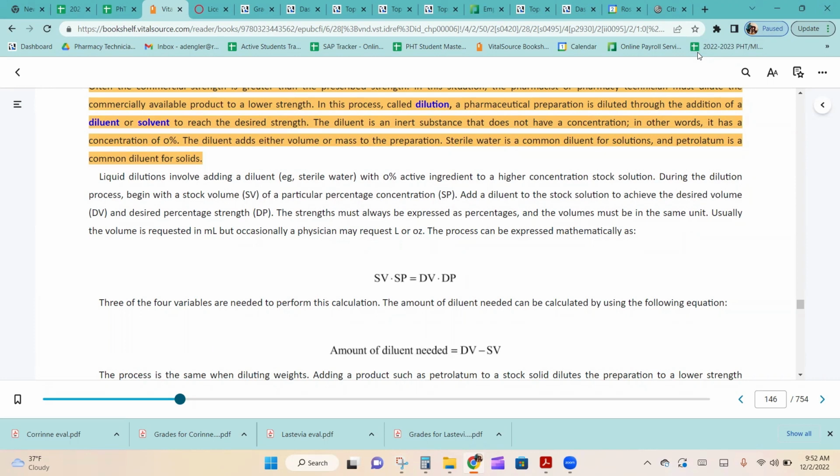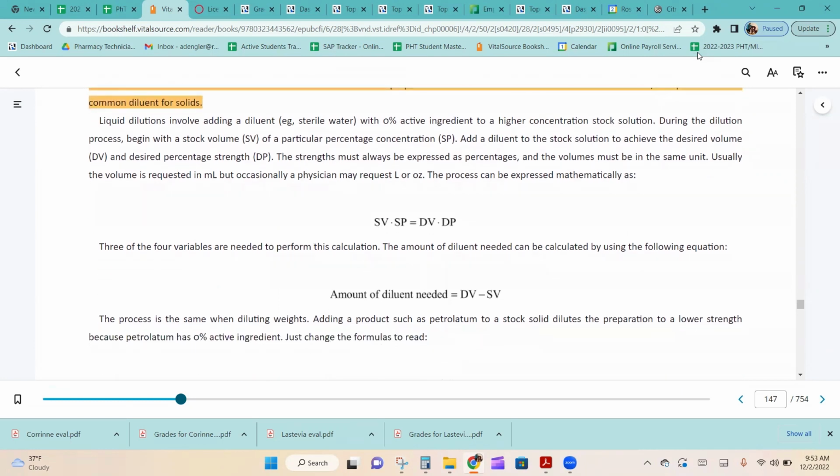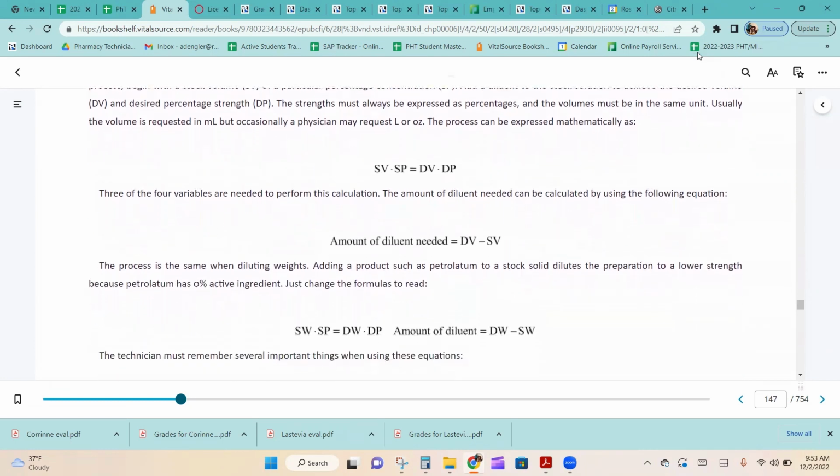During the dilution process, begin with the stock volume of a particular percentage concentration. Add a diluent to the stock solution to achieve the desired volume and desired percentage strengths. The strengths must always be expressed as a percentage, and the volumes must be in the same unit. Usually the volume is requested in milliliters, but occasionally a physician may request liters or ounces. The process can be expressed mathematically as SV times SP equals DV times DP.